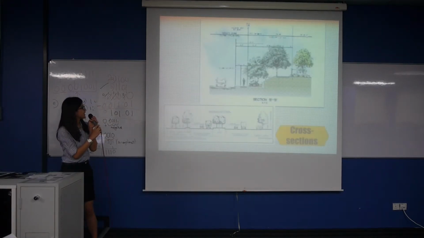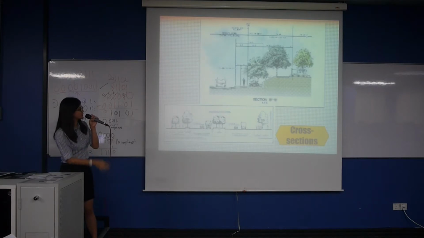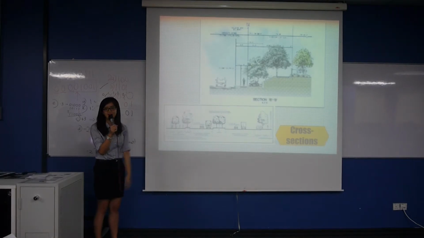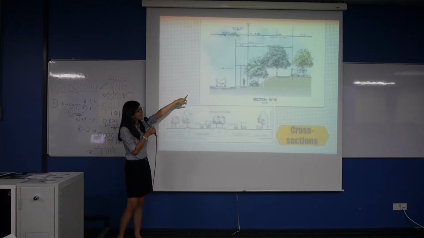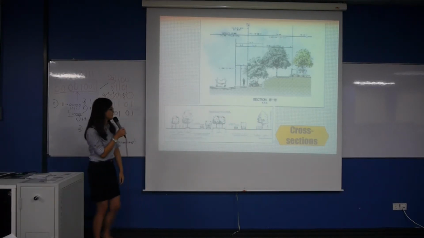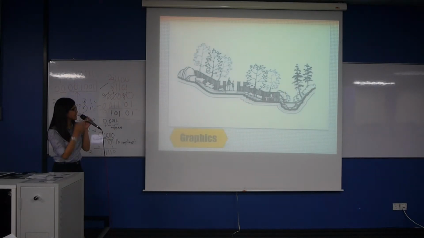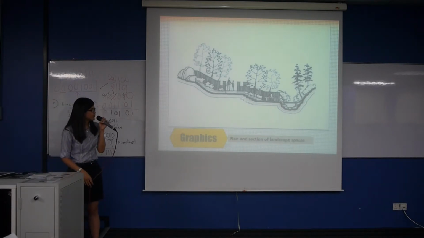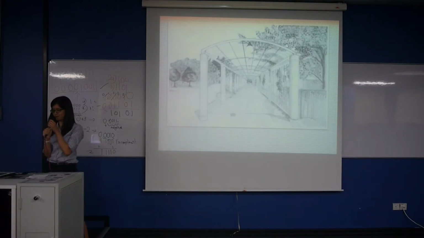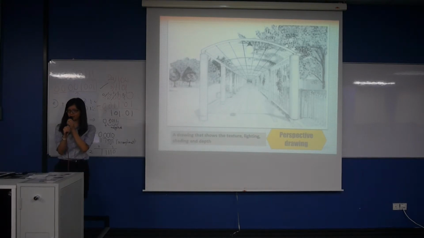And this comes to cross section drawings, where we can know the cross section of the site, like how the land and the trees can be seen. And finally is graphics. In drawings or graphics, this lets our client know the clearest view of our design. And this comes to a perspective drawing.